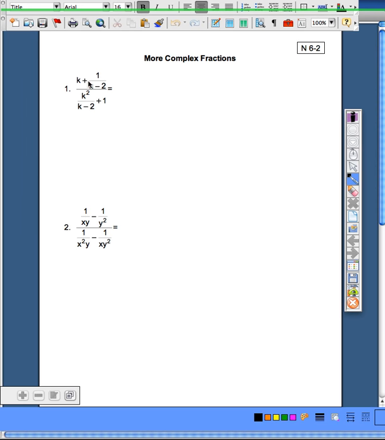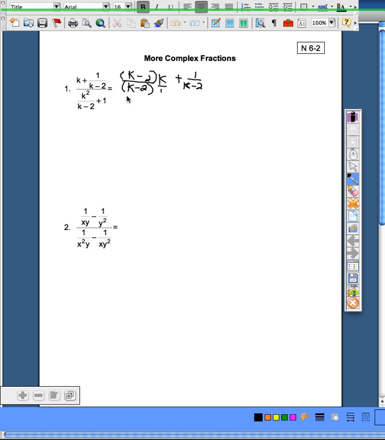Here you have k plus 1 over k plus 2. So the denominator is going to be k minus 2. So I'm going to multiply this first k by k minus 2 over k minus 2. And that's k over 1. That will give that a common denominator with the second part of the equation, 1 over k minus 2.